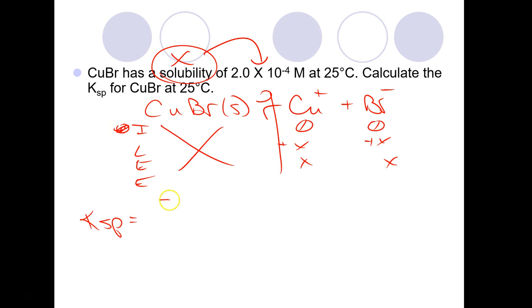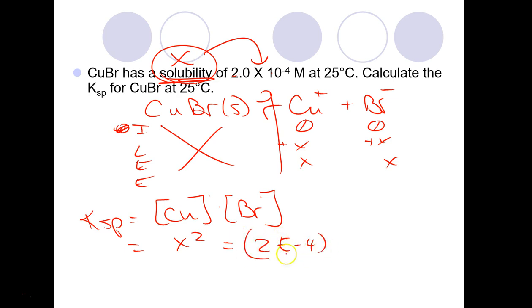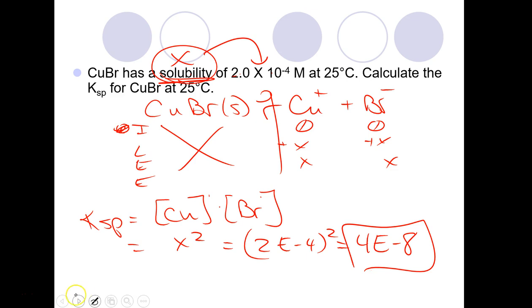Ksp, the expression is always products raised to their coefficients, multiplied together, divided by the reactants, which are a solid. But this right here, solubility is x. So Ksp is x squared. I'm just going to put that in for x. 2e negative 4, and I'm going to square it. I should get 4e negative 8. And remember, Ksp doesn't have units. Okay? So let's try one more.